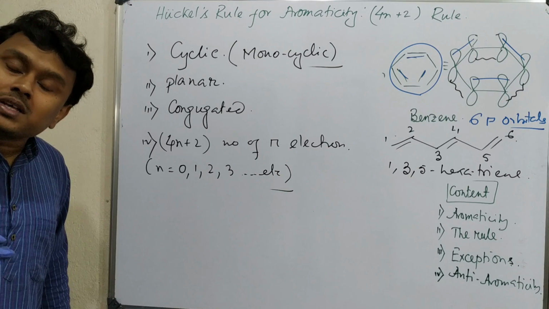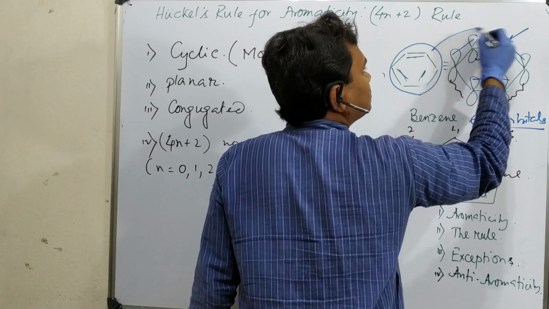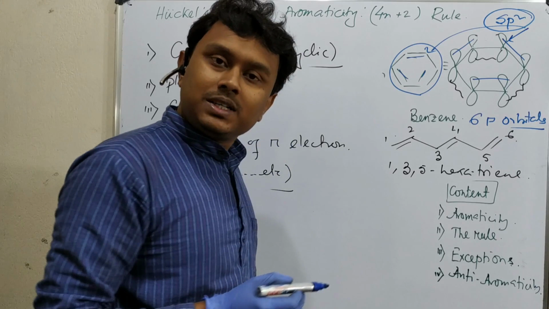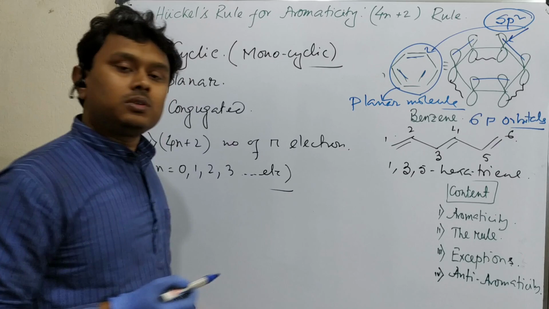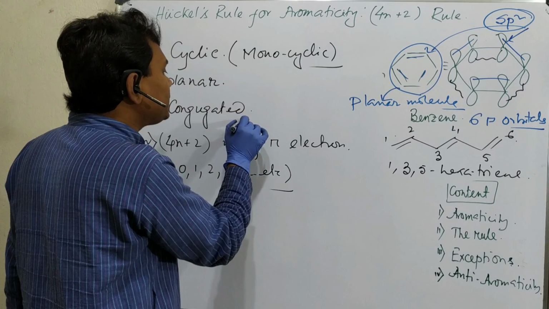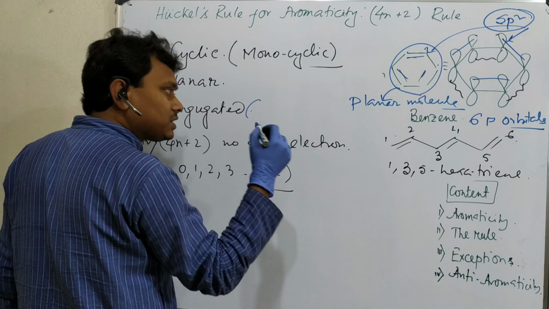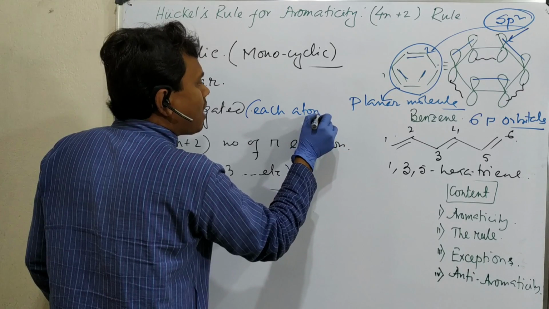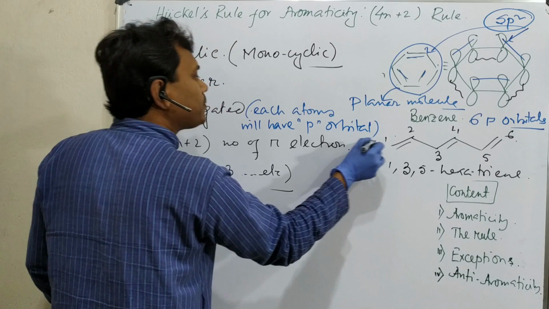Second, it must be planar. For example, benzene is a planar molecule because all these carbon atoms are sp2 hybridized, planar, each having a p orbital. So benzene is a planar molecule. Fine, but some exceptions are there, which will come later. And conjugated means every carbon atom should have at least a p orbital. Or we can say each atom will have a p orbital. Some exceptions are there too, which will come later. And fourth is 4n+2 number of pi electrons.